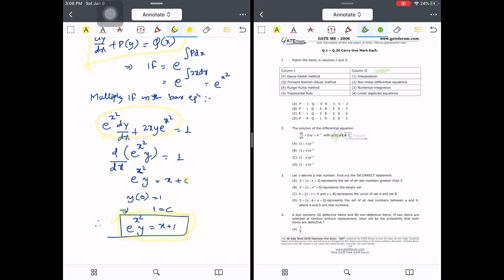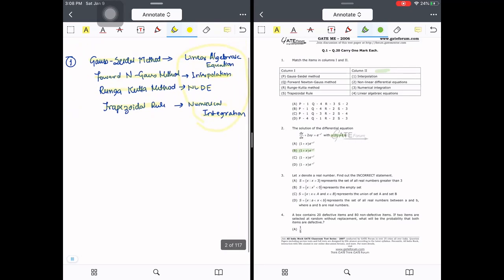So finally I will get e to the power of x square into y is equal to x plus 1. This is the solution. So according to my solution, this will be the answer: 1 plus x times e to the power of minus x square.